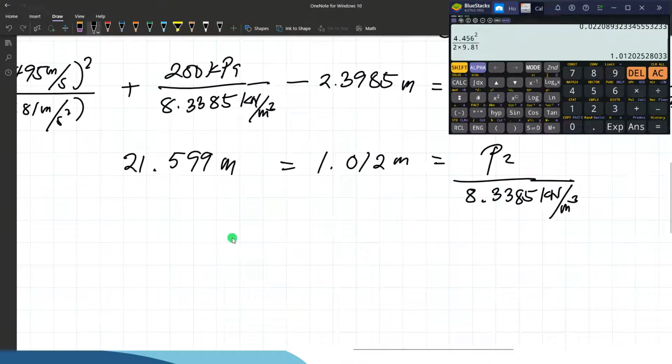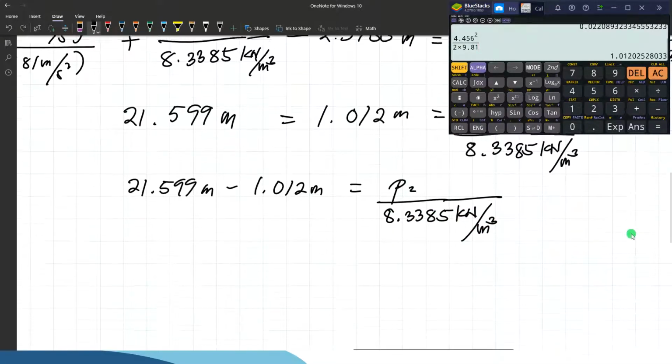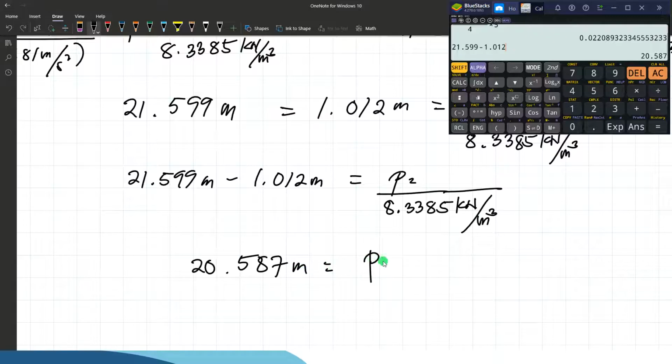Next, what we will do is subtract: 21.599 minus 1.012 equals P2 over 8.3385 kilonewtons per cubic meter. Subtracting 21.599 minus 1.012, that's 20.587 meters. Then multiply both sides by 8.3385 so that this denominator will be cancelled out. So we will have 8.3385 kilonewtons per cubic meter times 20.587.